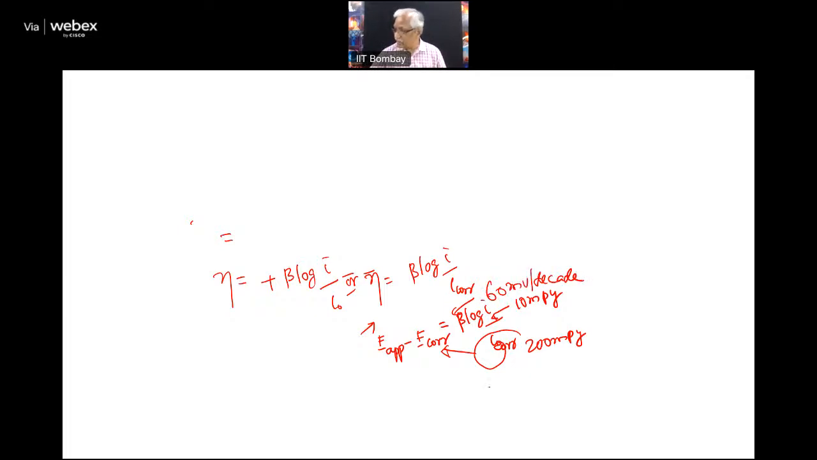So you can calculate what should be the E applied. That is what is asked in the previous question. Now the next question is very similar. What has happened here is, instead of giving the anodic tapered slope, what is given now is a cathodic tapered slope, right?